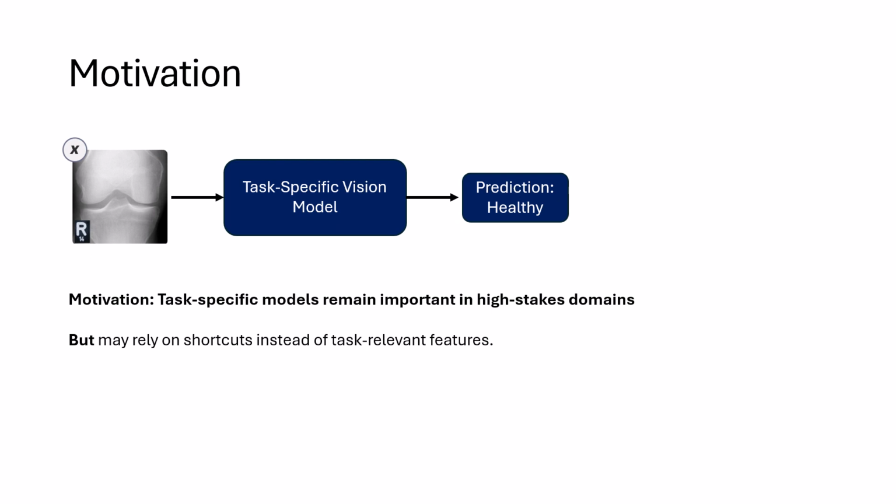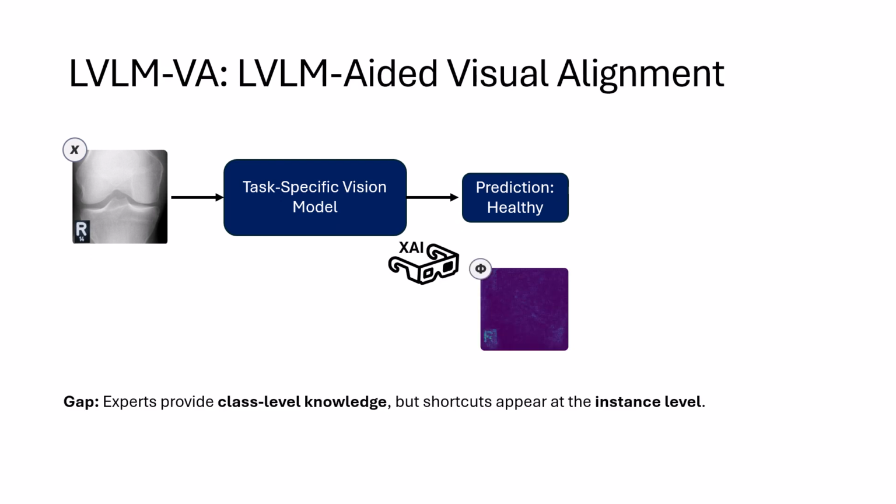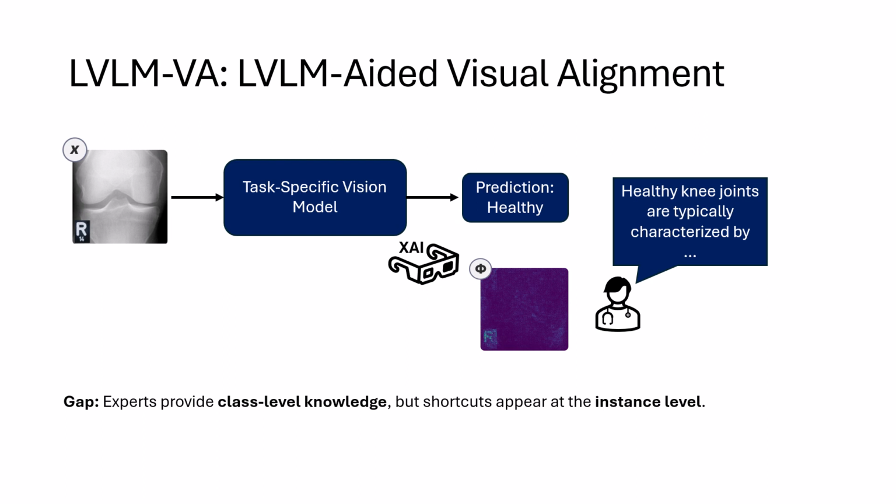In such high-stakes domains, task-specific vision models remain important. They are computationally efficient, specialized for clearly defined tasks, and can be inspected with established explanation methods. This makes them practical to deploy and also gives us a way to detect and eventually correct previously explained problematic behavior. For this correction step, domain experts can usually provide knowledge at class level. For example, they can describe what a healthy knee joint should look like, but shortcut behavior appears at the level of individual images. In one radiograph, the model attribution may highlight relevant anatomical structures. In another image, it may highlight an irrelevant artifact.